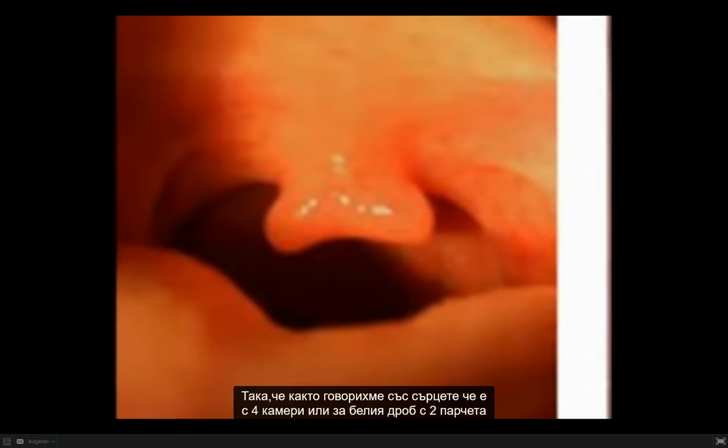So maybe as we spoke with the heart to be in 4 chambers, or we spoke with the lung with 2 pieces, now with this uvula, we show how the brain has chosen the 2 parts. Internally not to be shown, externally to be seen.